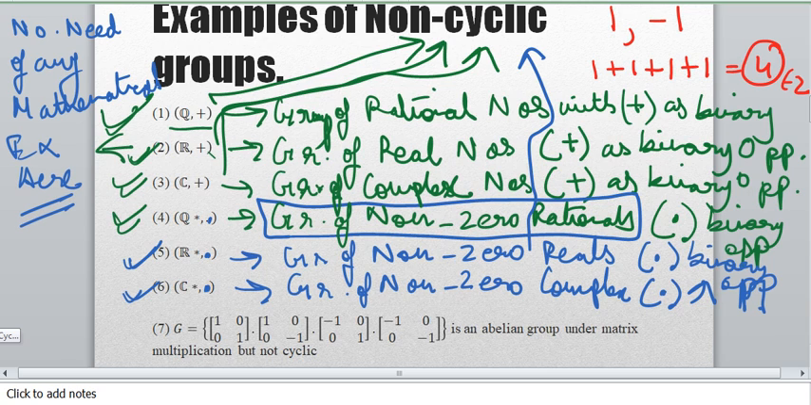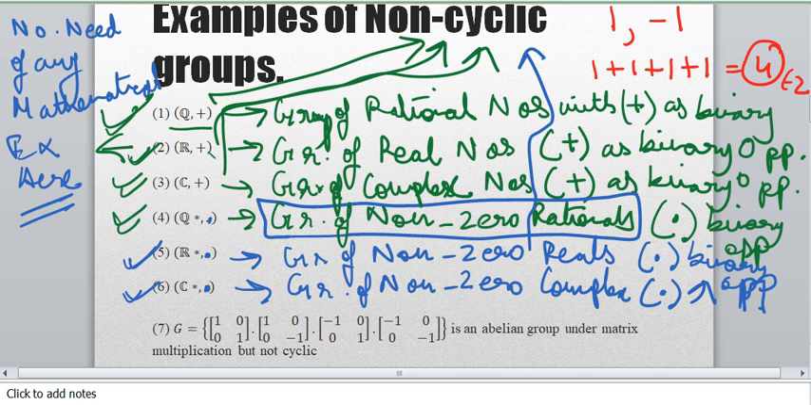So if they ask you, can you list a few non-cyclic groups, in the exam, what are you going to list? You're going to write Q plus, and at the side, the group of all rational numbers with plus as a binary operator is not a cyclic group. If they ask you another one, then you say C plus. They ask you another one, then you say R star dot. Like that you can just give a common example that this is not a cyclic group. You don't have to show any mathematical example.